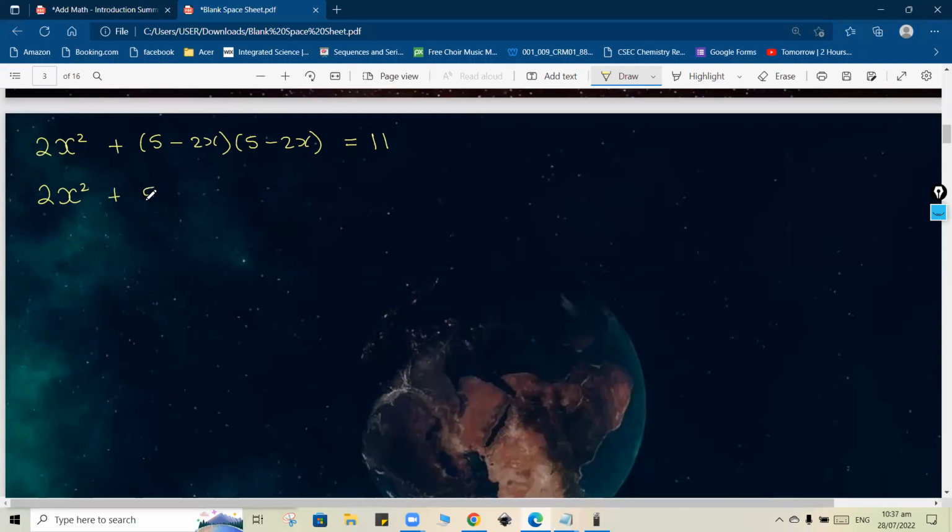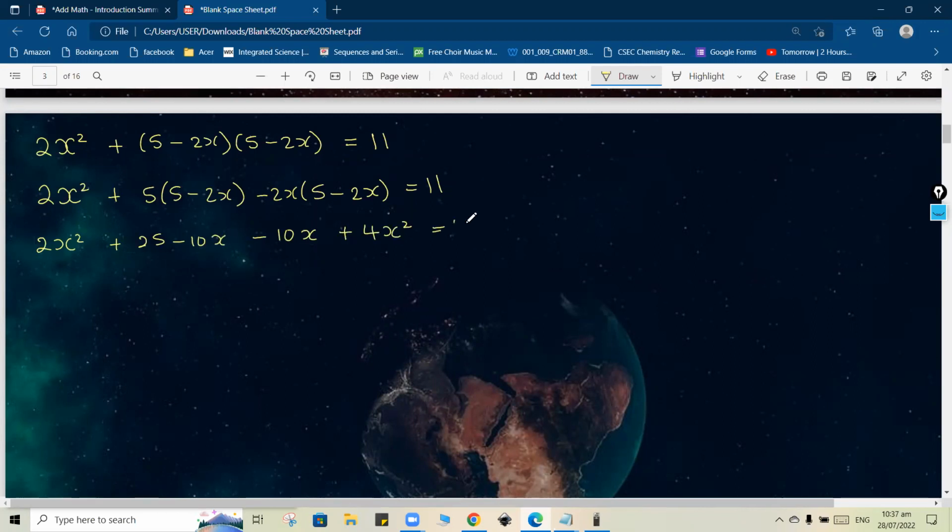It's supposed to be 5 multiplied by 5 minus 2x, and then minus 2x multiplied back by the 5 minus 2x, and this is equal to 11. We're going to get 25 minus 10x minus 10x plus 4x squared is equal to 11. Be careful over here because you have minus 2x multiplied by another minus 2x. x by x is x squared. Let's try to simplify this.